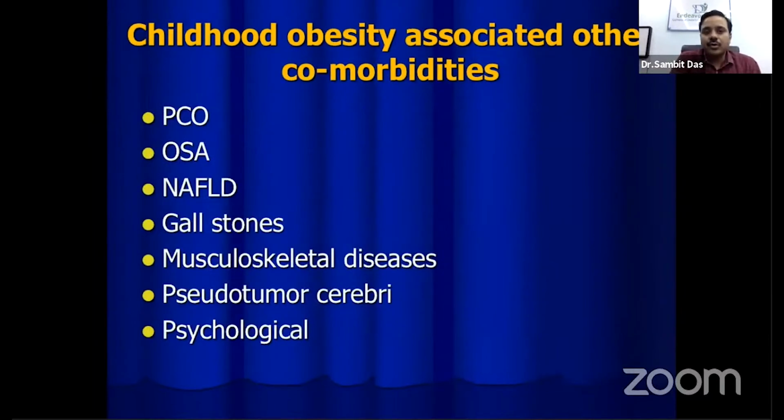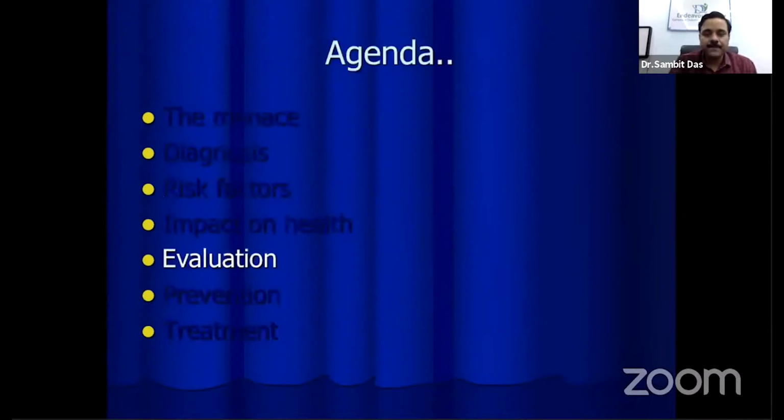Apart from the coronary artery disease or the CV risk factors or the CV mortality, the childhood obesity is associated with other comorbidities like polycystic ovarian disorders, obstructive sleep apnea, non-alcoholic fatty liver disease, gallstone disease, musculoskeletal disorders, pseudotumor cerebri, and also various psychological problems. So that was about the impact on health.